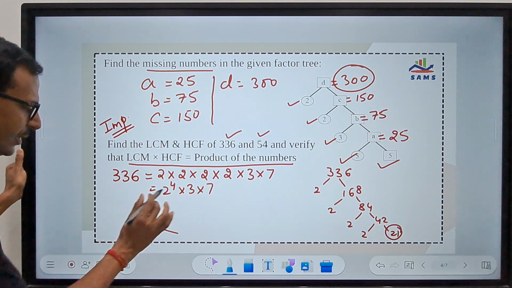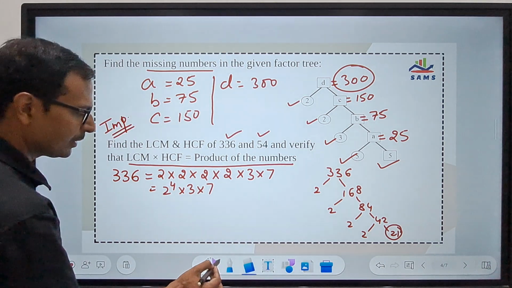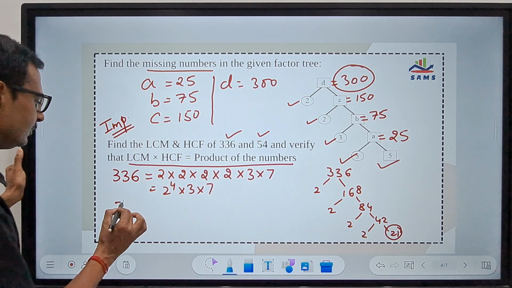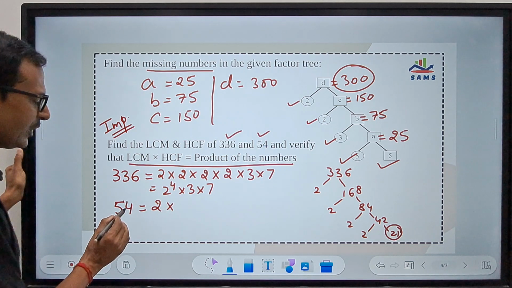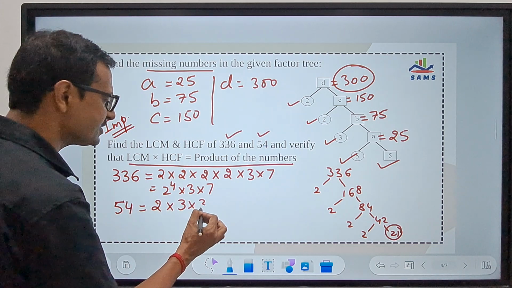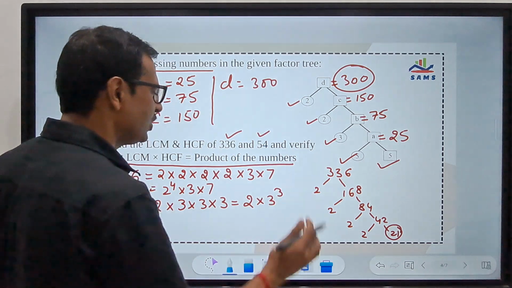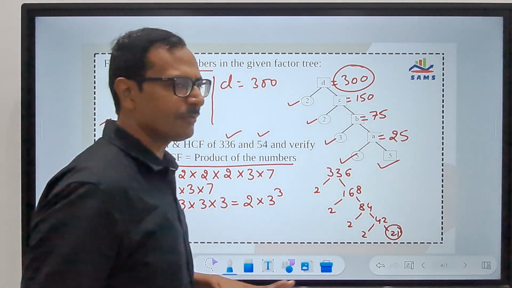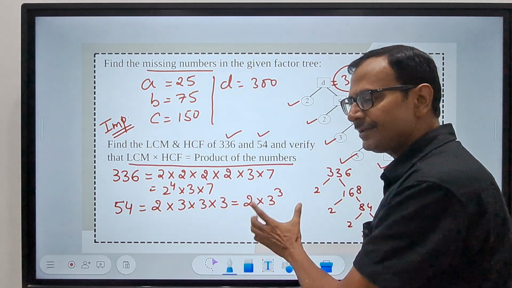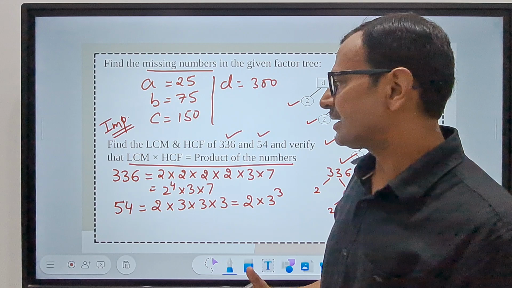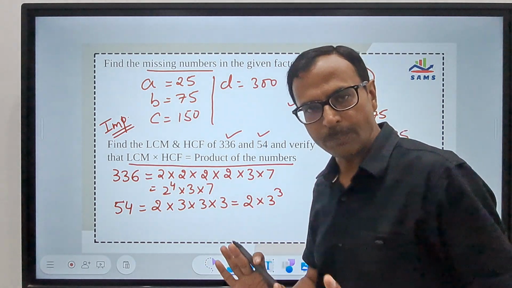Correct? Likewise, if I want to write the other number, which is 54, how do I write it? It is divisible by 2, right? So that gives me 27. 27 is 3 times 3 times 3. And this becomes 2 into 3 raised to power 3. So you have to write the numbers in the form of the prime factors and then write them as exponents. Now let's learn the rule for how to find the LCM and HCF using these exponential forms.